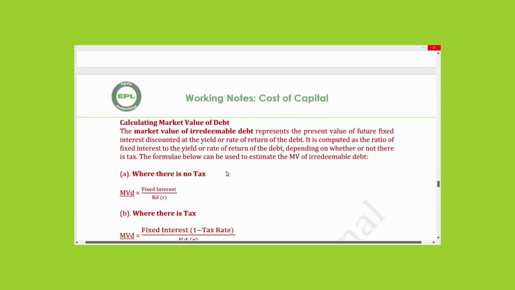All right, so good evening once again. Today we shall continue our discussion on cost of capital. So far, we've had about 2 classes. Today will be the 3rd class we are going to have on cost of capital.